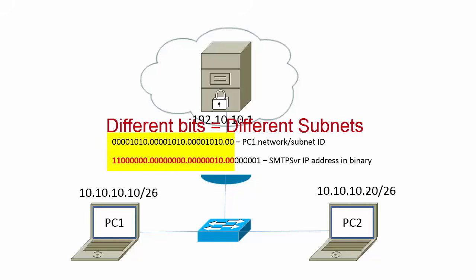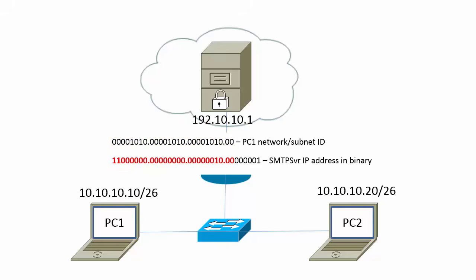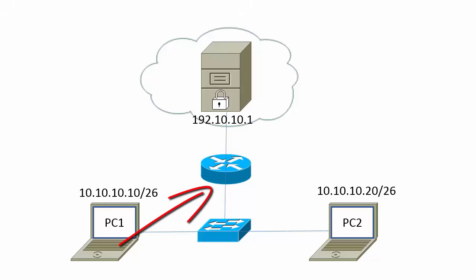And by doing this, PC1 then concludes that the mail server is on a different subnet because its bits are not the same. Therefore, in order to communicate with that mail server, it sends the data to a default gateway. PC1 will then create a frame with its own source MAC address and the MAC address of R1, router 1, as the destination.